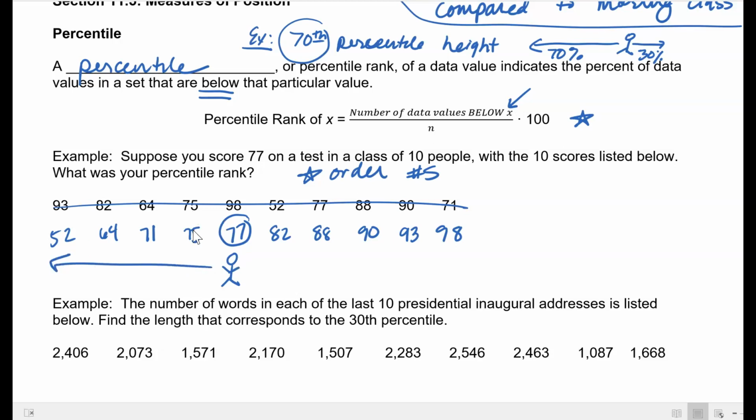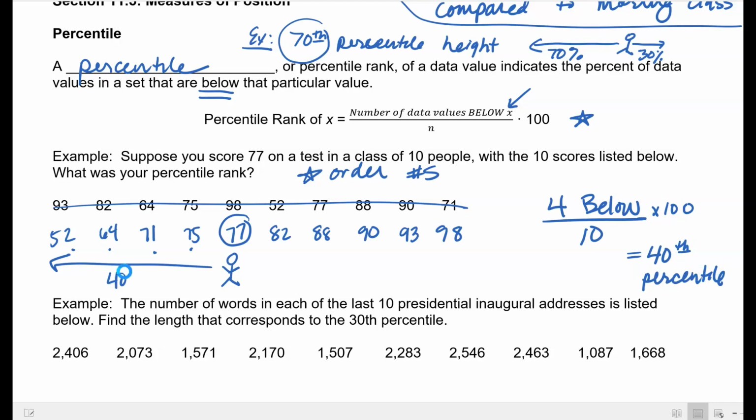So if this is me, there are 1, 2, 3, 4 scores below, divided by the total. There are 10 people in the class, so 4 divided by 10, and then times 100 since I'm looking for a percent, and I end up getting 40. So I'm in the 40th percentile, which means 40% of people scored below me, and 100 minus 40 is 60, so that means there's 60% above me. So it means I did not do so well on that test.